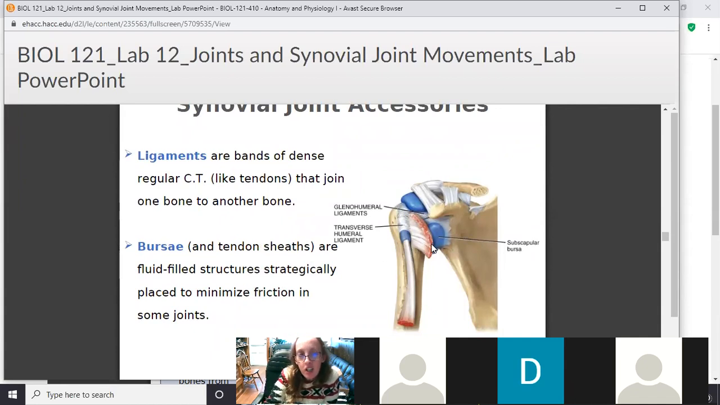Ligaments are bands of dense, regular connective tissue, like tendons, that join one bone to another bone. Bursa and tendon sheaths are fluid-filled structures strategically placed to minimize friction in some joints.